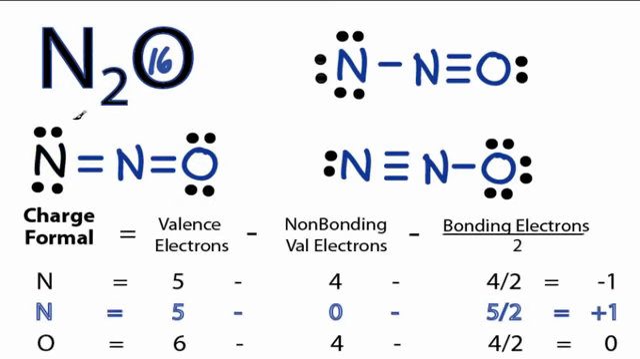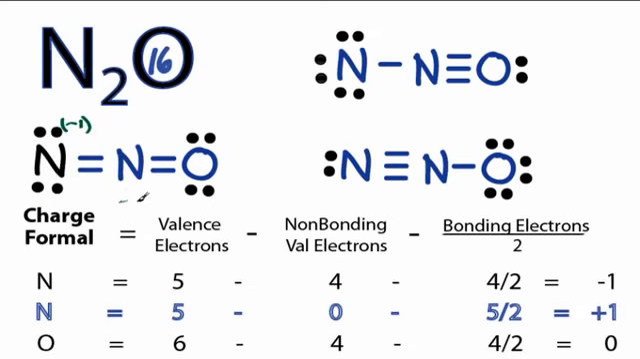For this first nitrogen right here, on the periodic table, nitrogen has 5 valence electrons. Non-bonding, these, 4, and then bonding, we have 2 bonds here, so that's 4 valence electrons we divided by 2. So the total formal charge for this nitrogen right here is going to be -1.